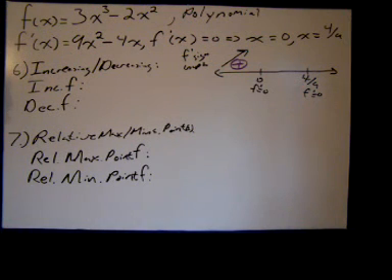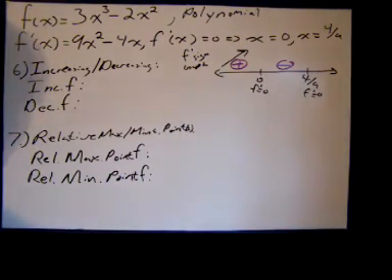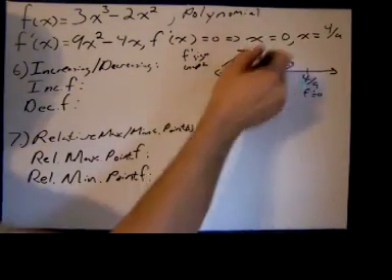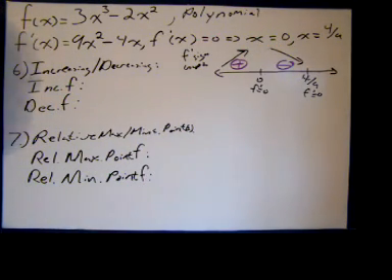And then between 0 and 4/9, we'll use 0.1 again, why not? 9 times 0.1 squared minus 4 times 0.1 is a negative number. So we get a negative in this interval, and maybe it's intuitive, I don't know, but anyway, if the first derivative is negative on an interval, then that means the function is decreasing.